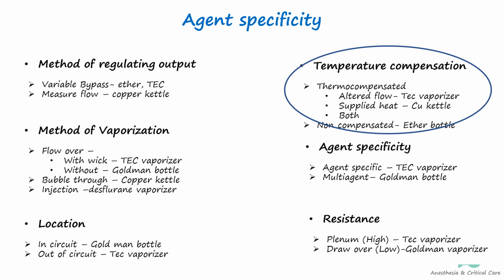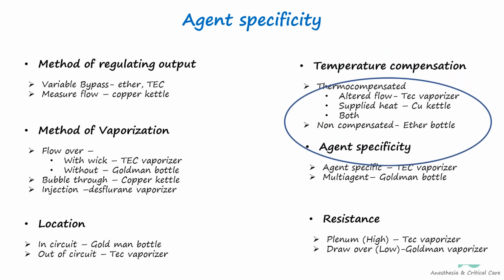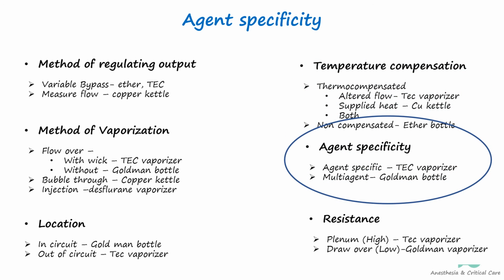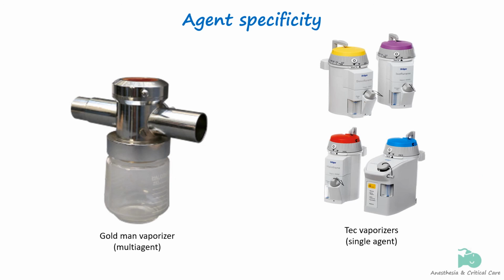Vaporizers can also be classified based on whether they can be used for multiple anesthetic agents or for just a single agent. Older vaporizers like the Goldman vaporizer were multi-agent. Modern vaporizers like the Tech series are specifically customized based on individual agents' chemical properties like saturated vapor pressure, boiling point, and minimum alveolar concentration. So they are agent-specific.